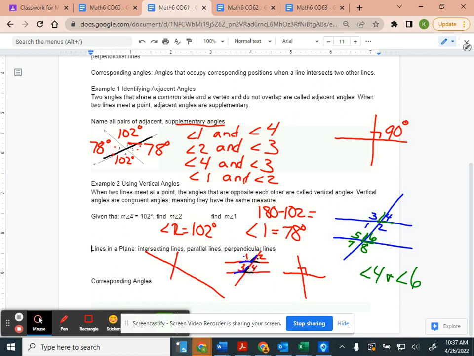What is another set of corresponding angles? Josie, say that louder. 3 and 5. 3 is above and to the left. 5 is above and to the left. They are corresponding angles. Who can tell me another set of corresponding angles? Nolan. 2 is below the line and to the right. 8 is below the line and to the right. They are corresponding. Here's another set of corresponding angles. Regan. 1 is below the line and to the left. 7 is below the line and to the left.